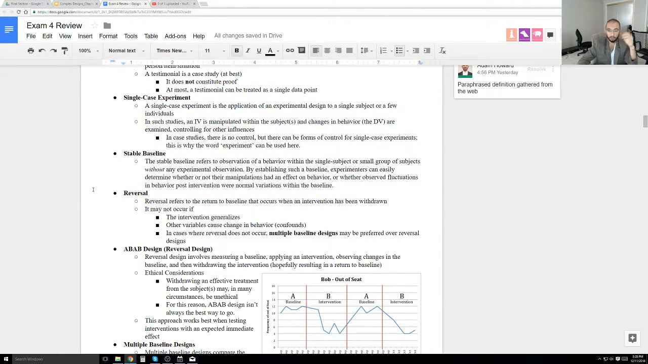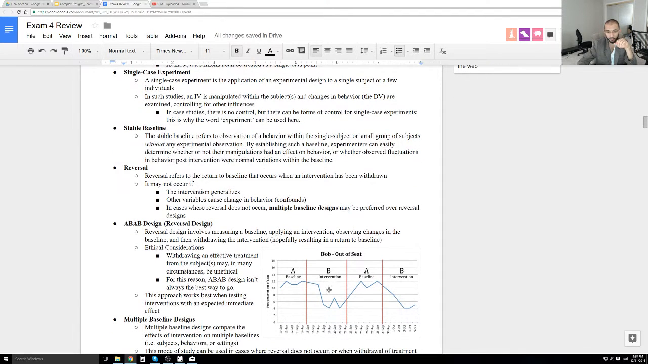So if we look down here at this graph of Bob, the baseline refers to Bob when no intervention has taken place. Okay, so we see September 10th, 11th, 12th, 13th, 14th. We're establishing a baseline. How does Bob behave? How does his behavior fluctuate or not fluctuate without any intervention?